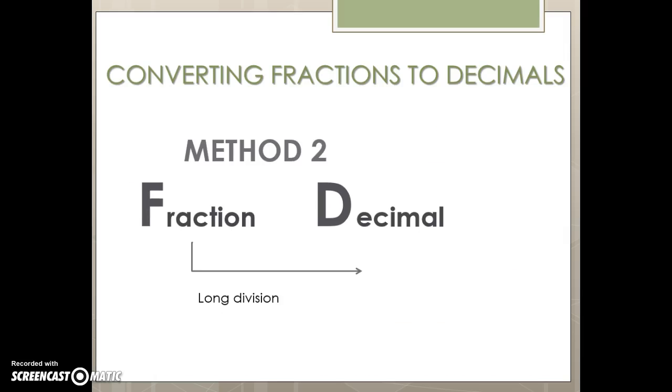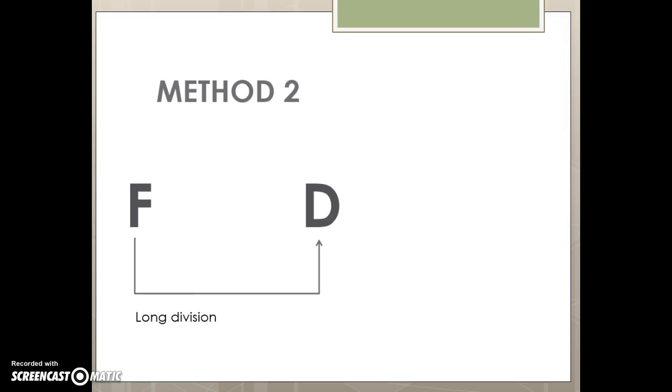Okay, the second method for this is long division. Like I said, not all these denominators go into 100. Method 1 doesn't work for 6, it doesn't work for 7, it doesn't work for 9, it doesn't work for 11. There's a few numbers it won't work for. So you're going to have to solve it by doing long division. So let's see an example.